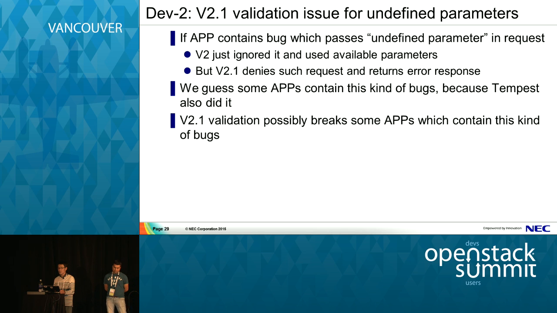The second item is to relax V2.1 input validation. V2.1 validation works based on the parameter definition, and if an application contains a bug which passes an undefined parameter in a request, V2 just ignored it and used the available parameter values. But V2.1 denies such a request and returns an error response instead. We guess some applications contain this kind of problem in the real world, because Tempest also did it. V2.1 validation possibly breaks some applications which contain this kind of problem.